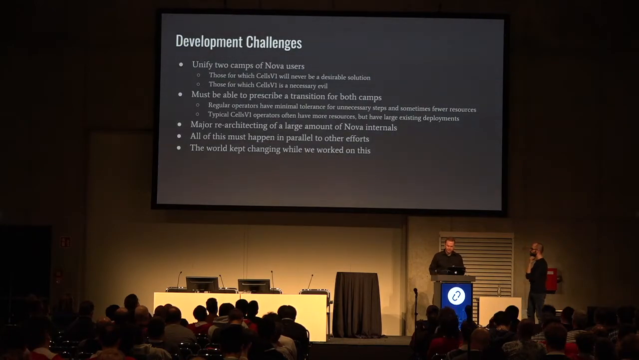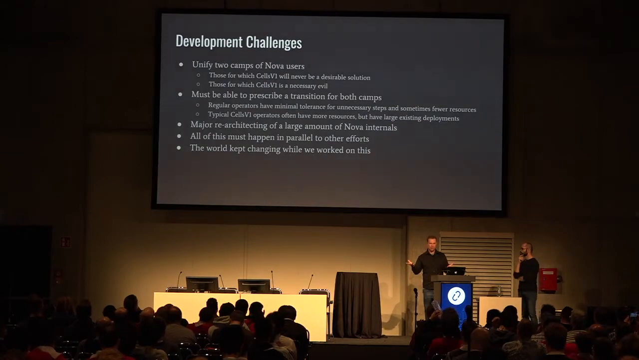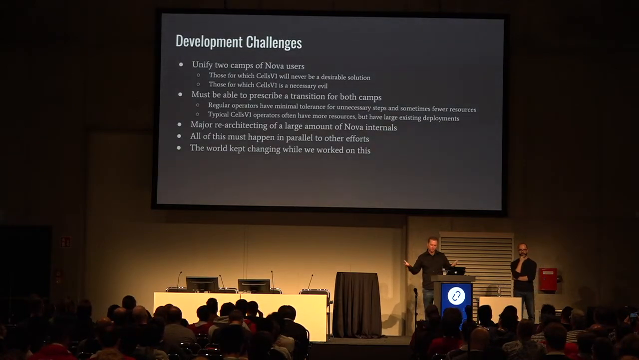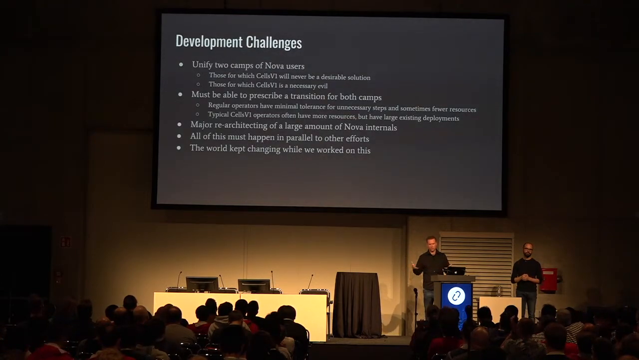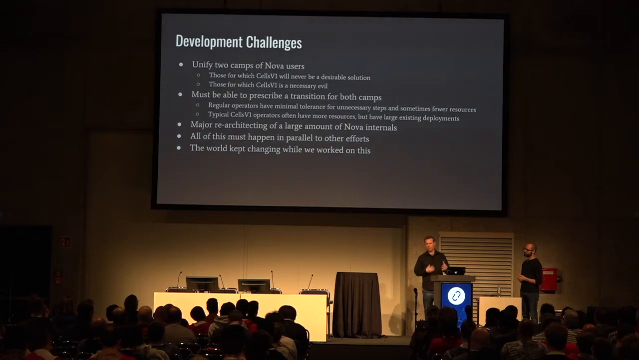So obviously, this is a huge challenge. The goal here was that we had two camps of users that were running Nova in different pieces of Nova, and we were trying to get them all onto a unified set of code, a unified architecture. We had people for which Cells V1 was never going to be a thing. It was too complex. The feature delta was a problem. They didn't have the manpower to do all of the hand care and feeding and constantly patching things up.